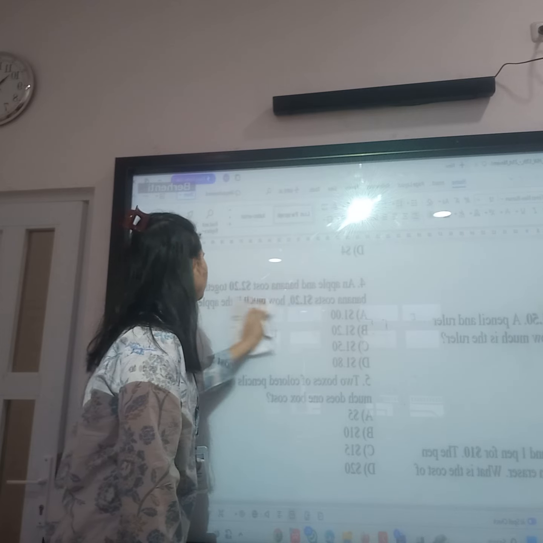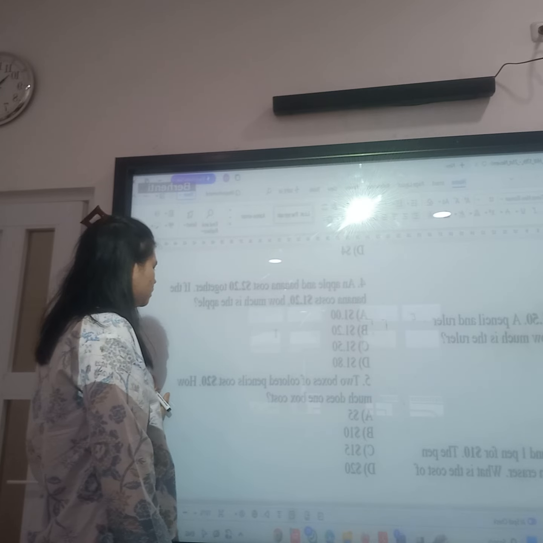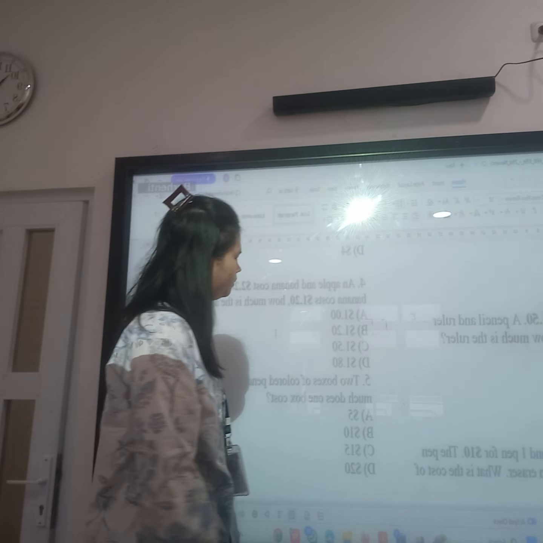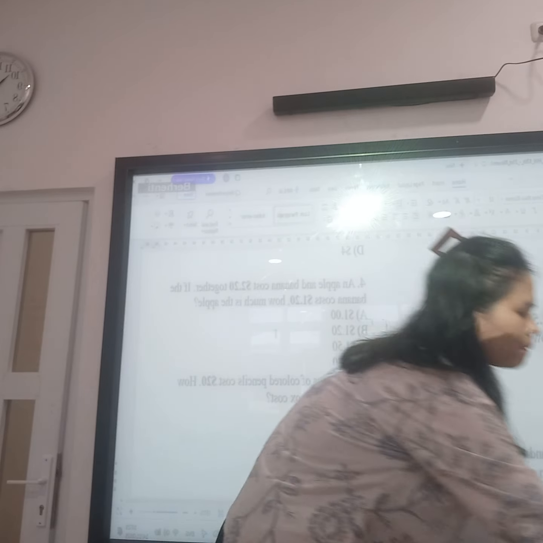Okay. 2 boxes of color pencil cost 20. How much does one cost? It is divided, so it means 10.